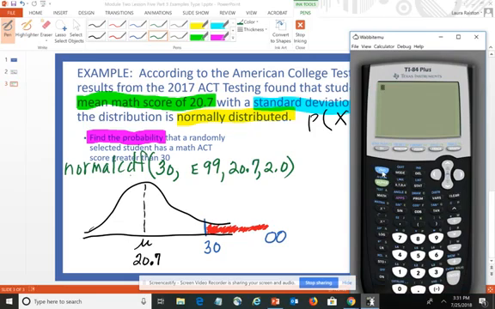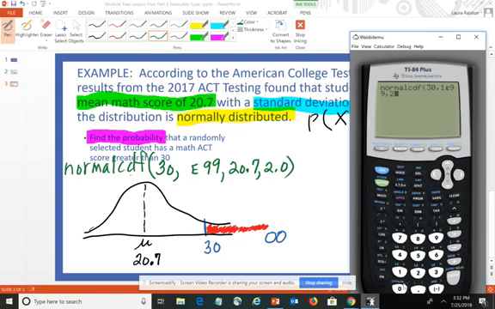Okay, get your command. Blue second button and the vars button next to clear. Pulling up the distribution list. Option number 2. Enter the smallest value first, which is 30, comma. Again, for positive infinity, we enter 1, E, which is second, and the comma, 99. Again, that's a positive 1 followed by 99 zeros. It's as big a number as we can enter.